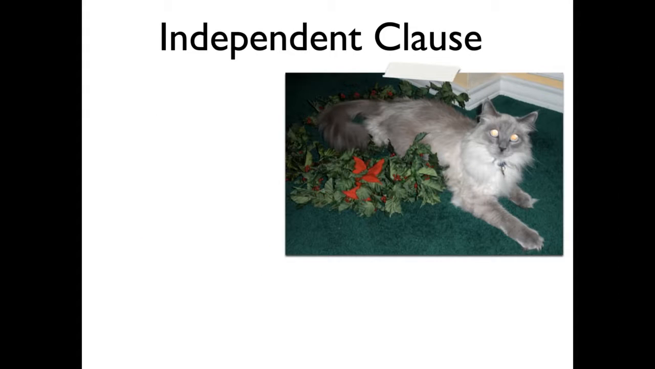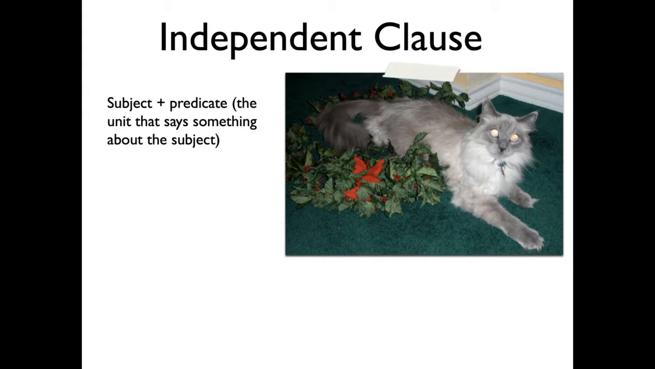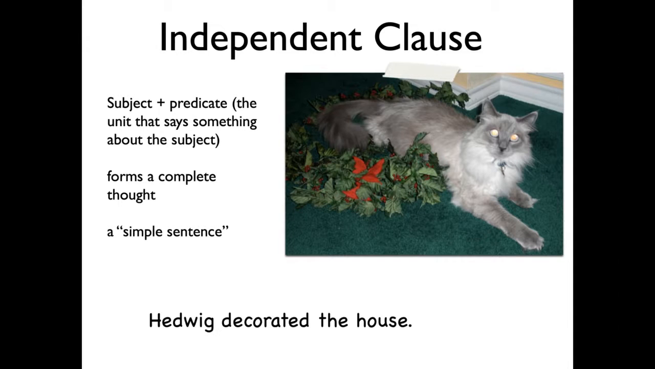An independent clause has a subject and a predicate, which is the unit that says something about the subject. And an independent clause forms a complete thought. It is a simple sentence. In this case, it is Hedwig decorated the house. So the verb is decorated. And then you ask yourself who or what decorated, and that is Hedwig.